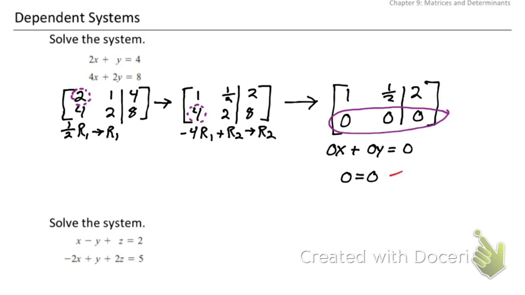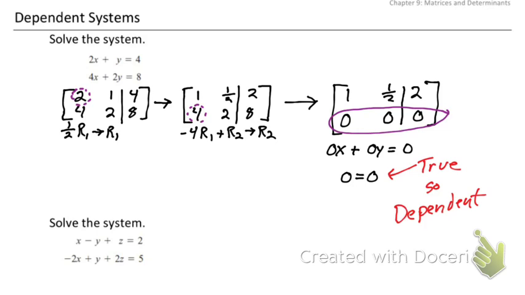So that is true. So it's a dependent system. There are infinite solutions to that system. So that's the first case of looking for a dependent system.